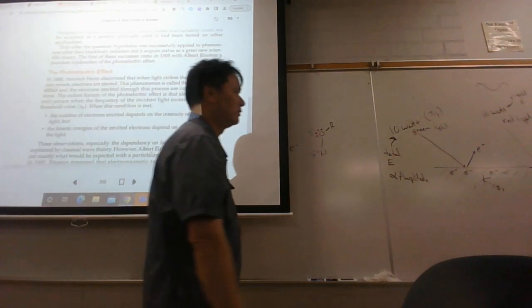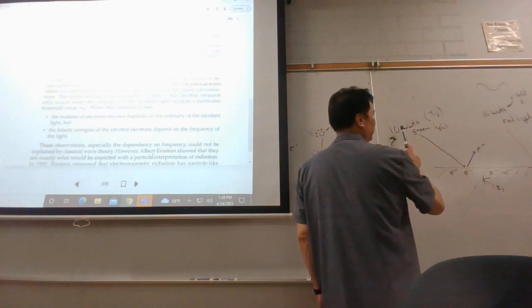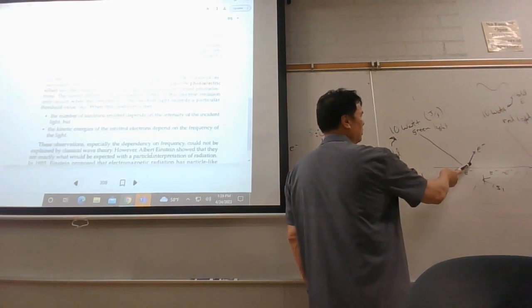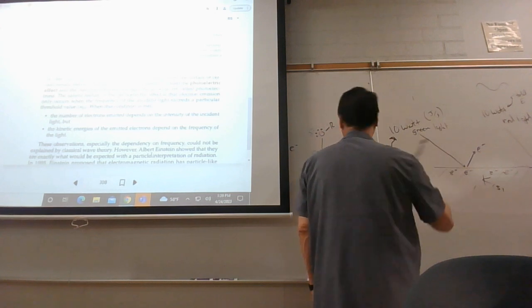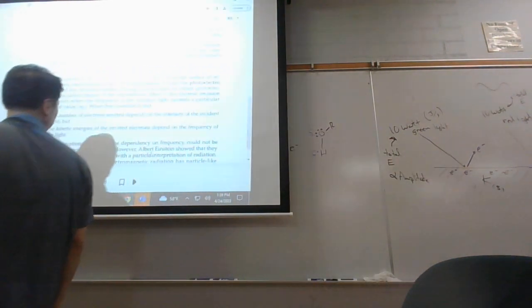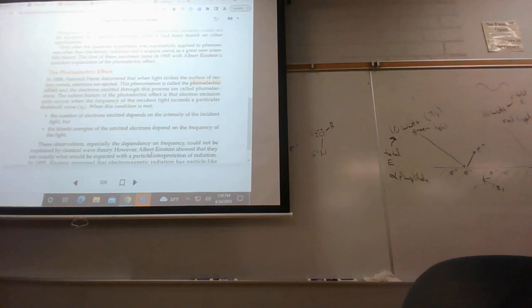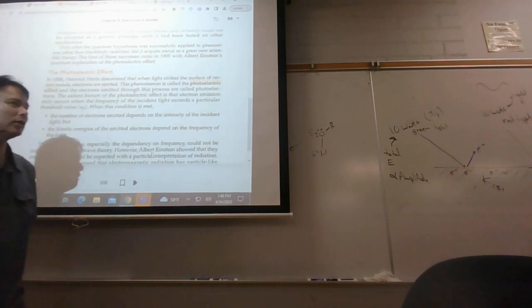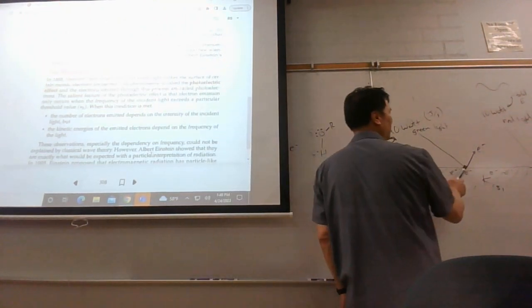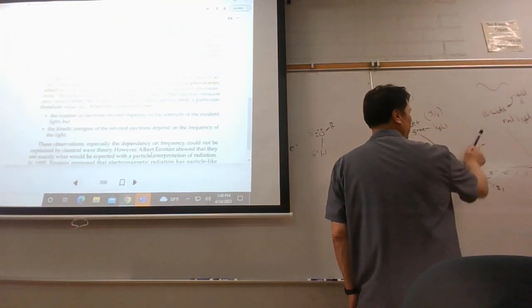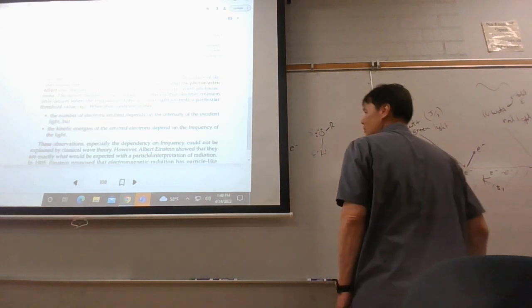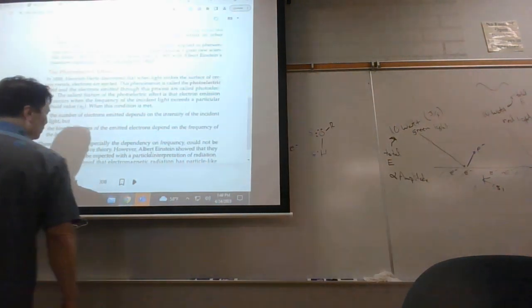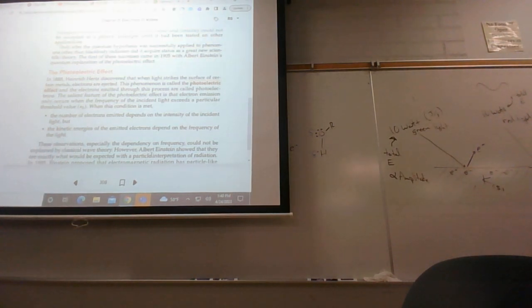So green light is enough to knock electrons off. So if I make it more intense, I'm going to knock more electrons off. So 100 watts of green light will have a lot more electrons being ejected. The kinetic energies of the emitted electrons depend on the frequency of the light. And it turns out if I go to higher frequencies of light, then the electrons get emitted with more kinetic energy, with more speed. And so in other words, the frequency of the light or the wavelength of the light is going to have an impact on the energy.